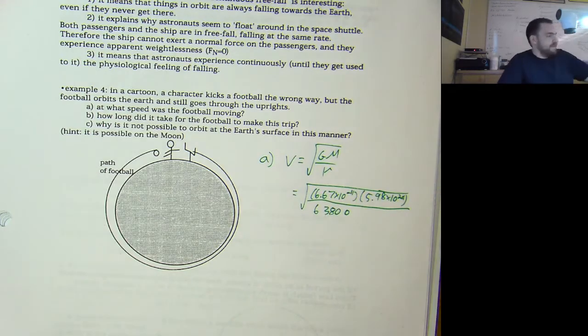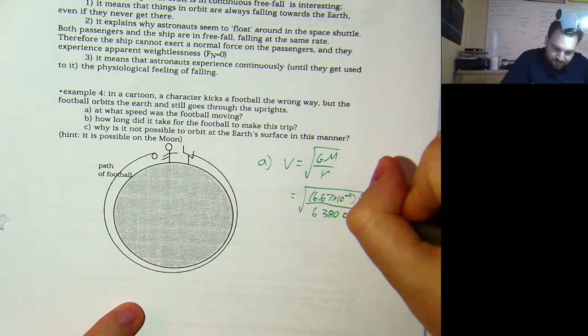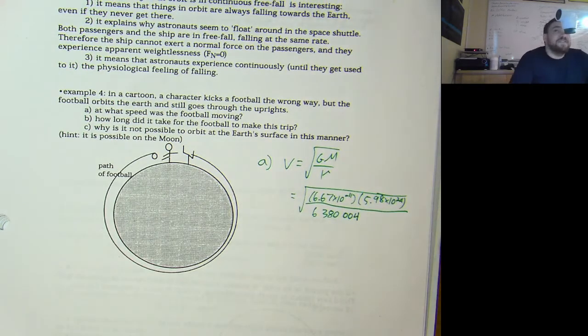How tall are the uprights? How high off the ground do you think this thing's going to have to go? More than 2 meters. It's at least 3 or 4 meters. Let's say 4. So instead of 6,380,000, we're going 6,380,004. Is there a point to that? Basically not, but we're going to do it anyway.